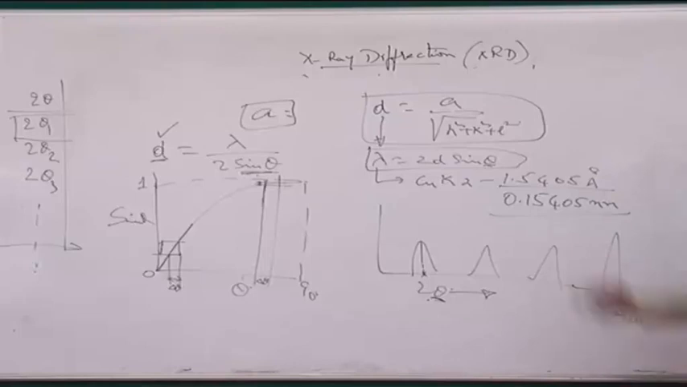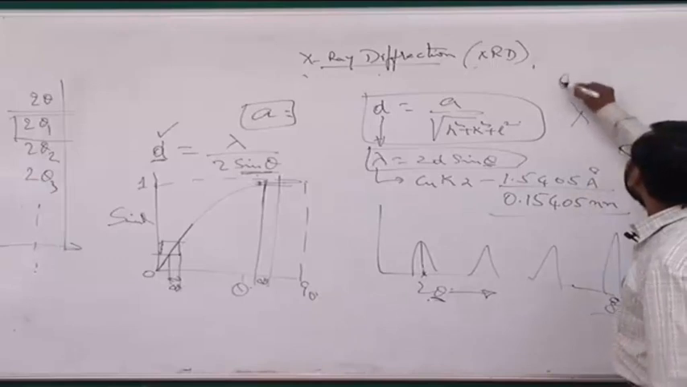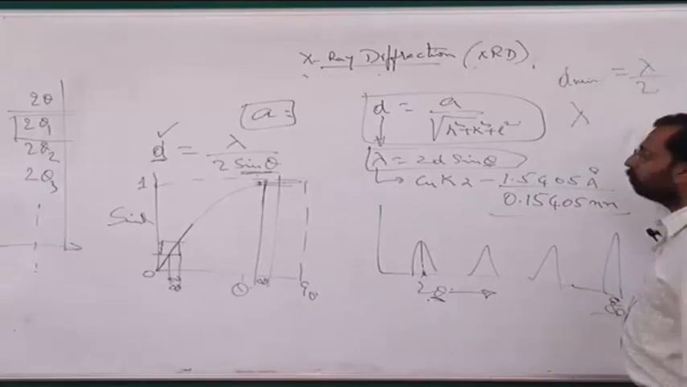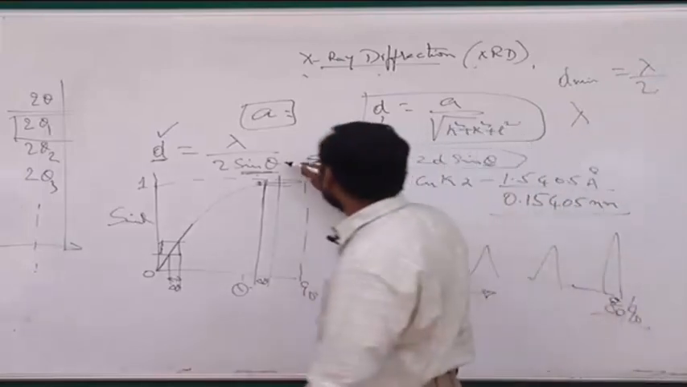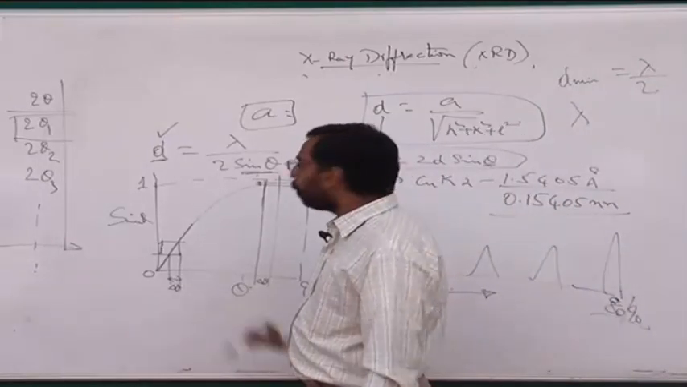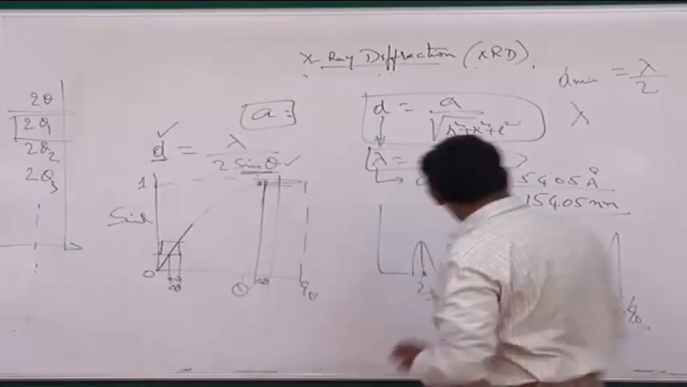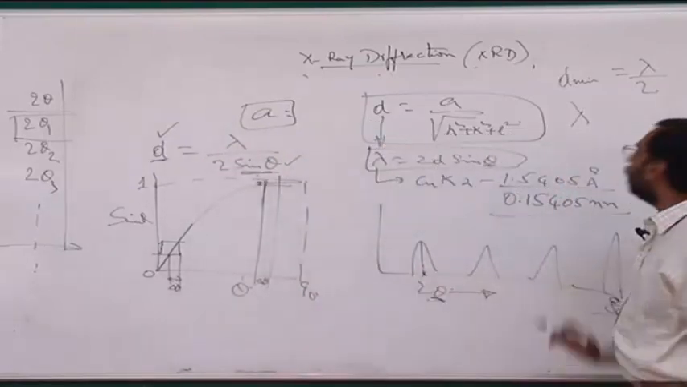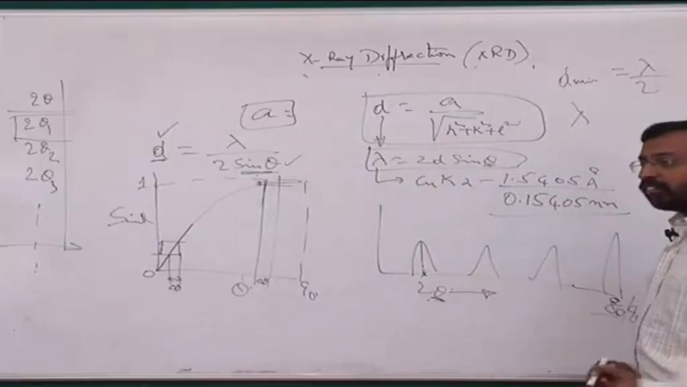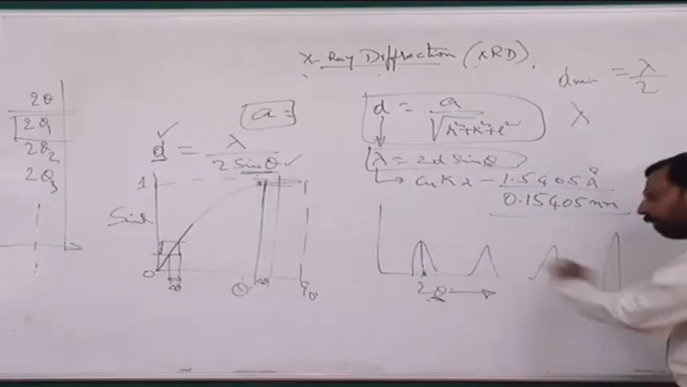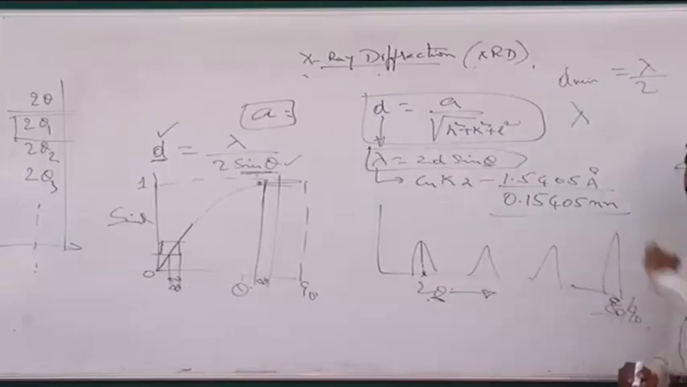One limitation could be the lambda that I am using. Last time I told you that D minimum is lambda by 2. We have said this because the maximum of sin theta is 1. When I put that, D minimum that you get is lambda by 2. So the number of peaks that I get are limited by lambda, and sometimes it may so happen that the peak intensity of the high angle peaks is very small.